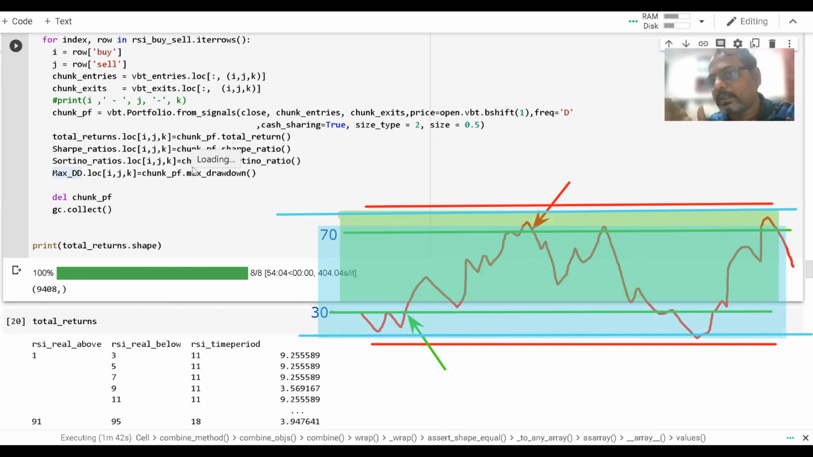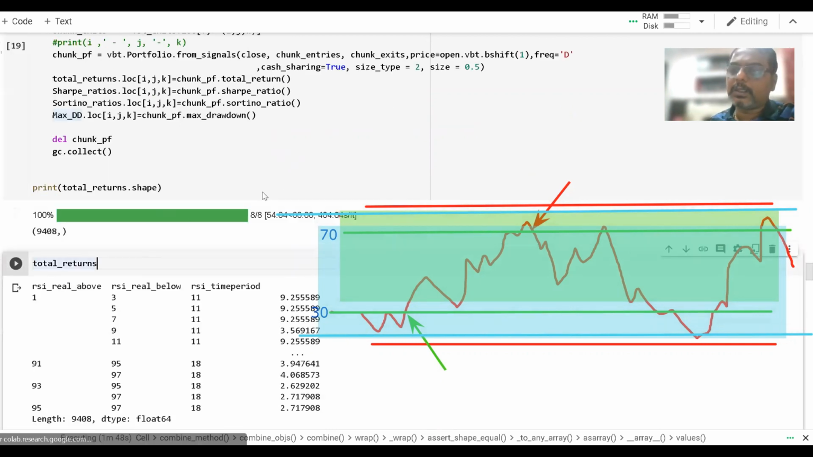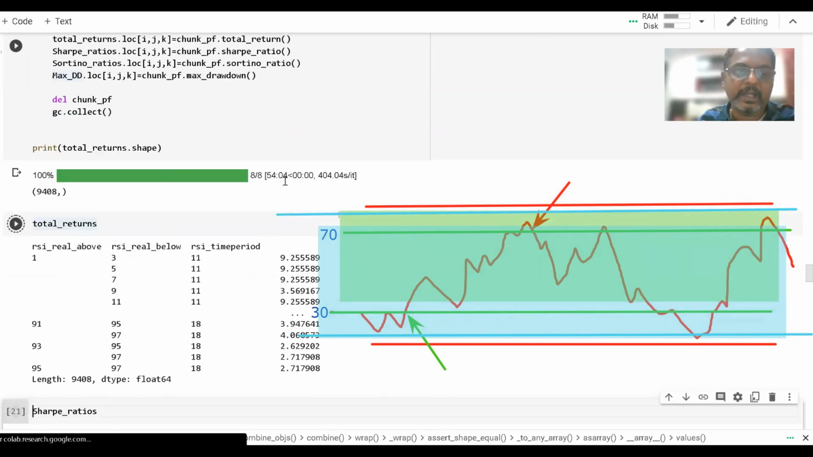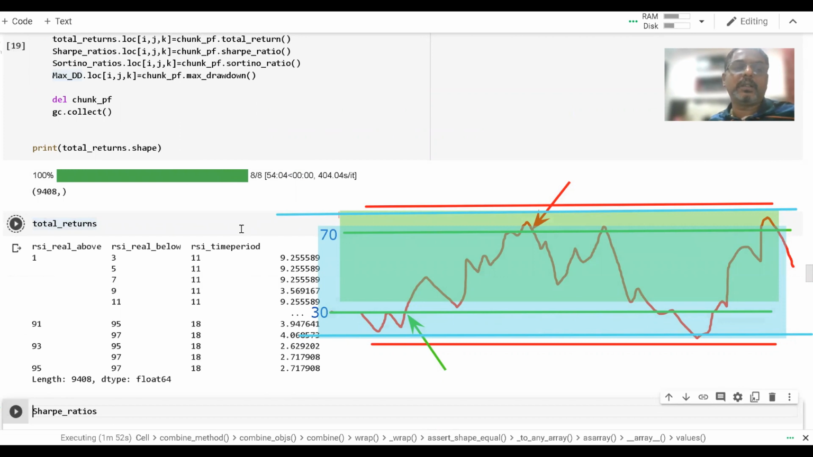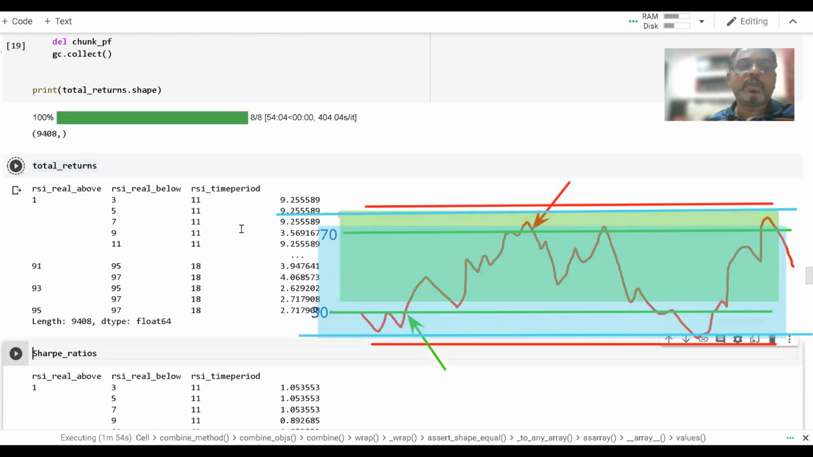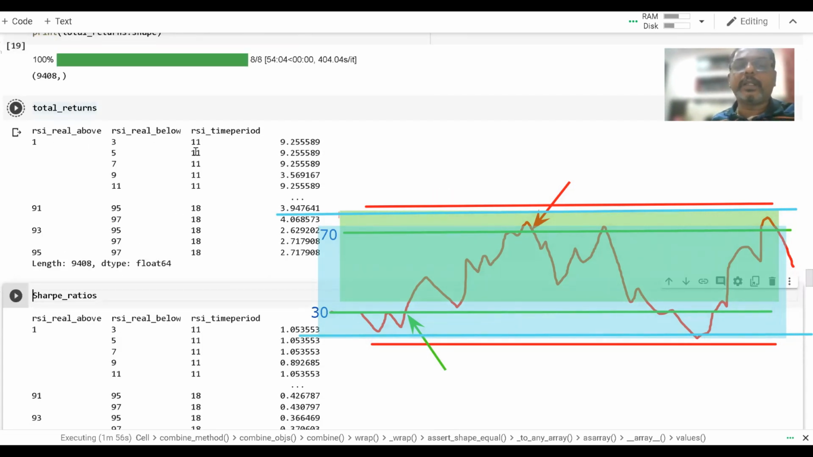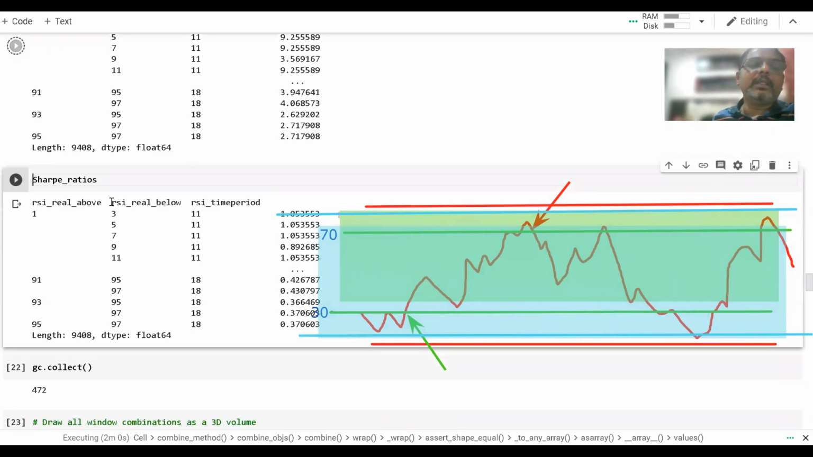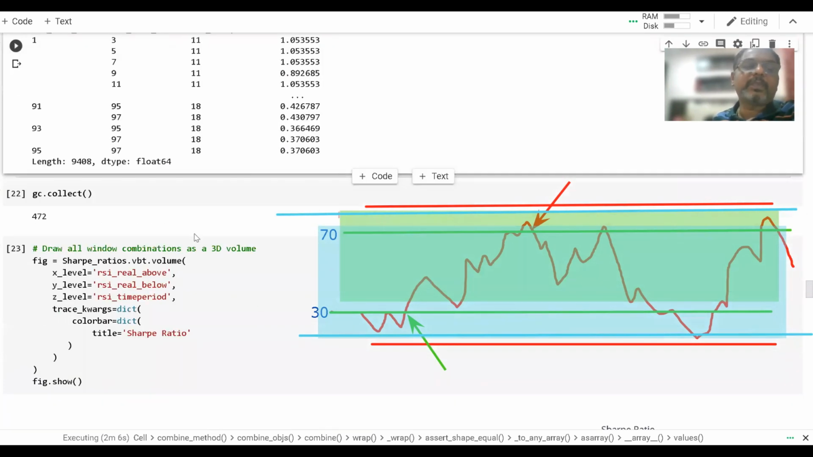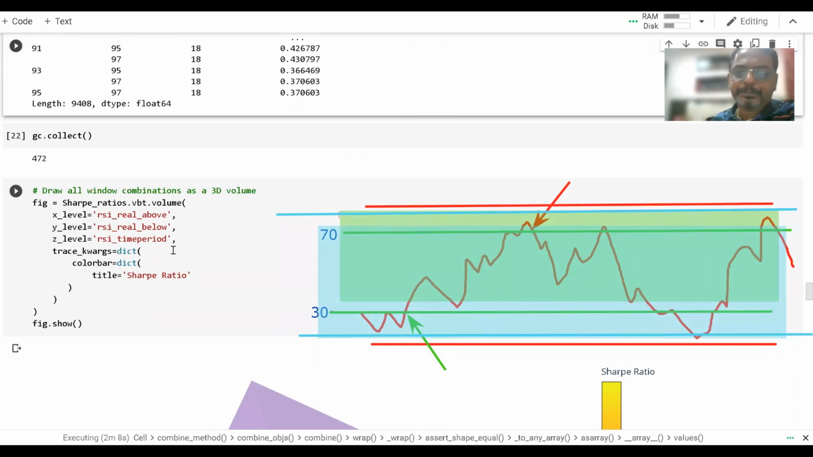So for this class, I'm going to be skipping running this particular code, but I'm sure you can write your own code and run it. If I look at total returns, it will be an array something like this. The Sharpe ratios are again similar arrays, and you would have this.